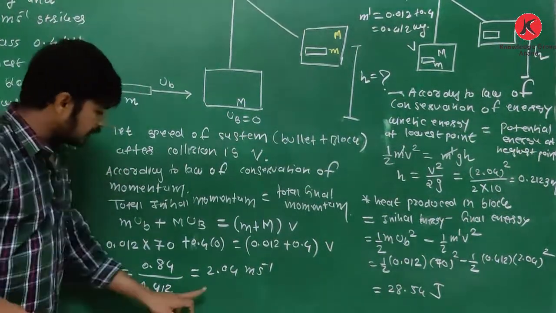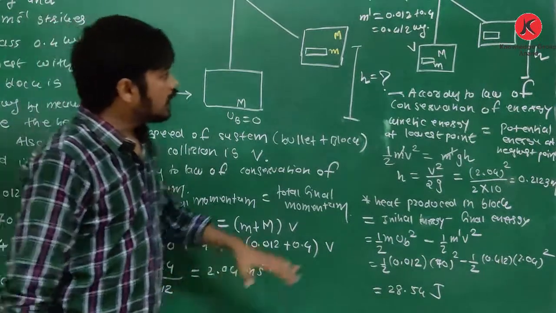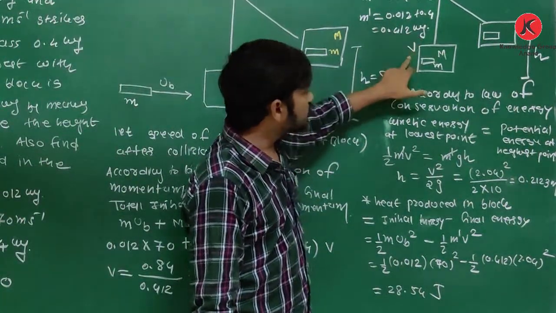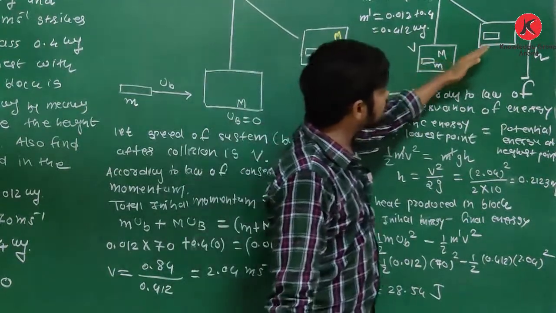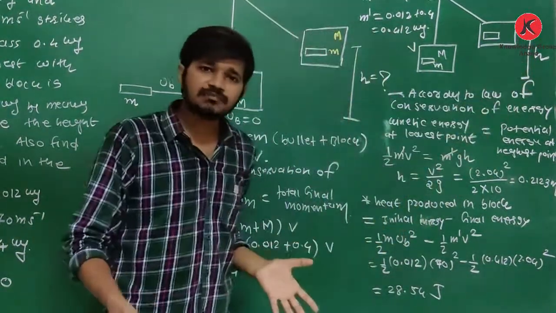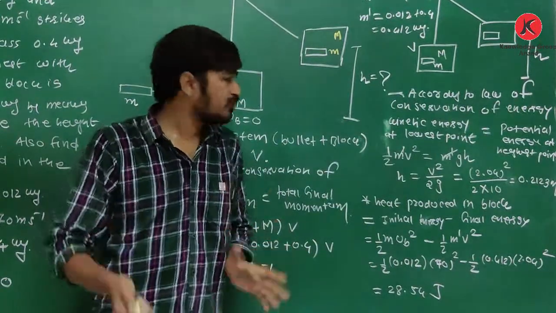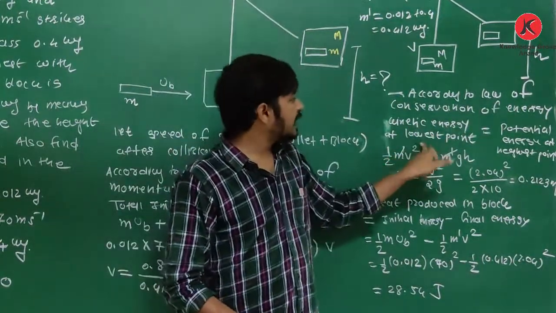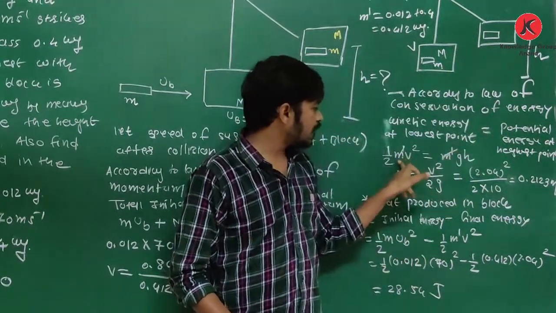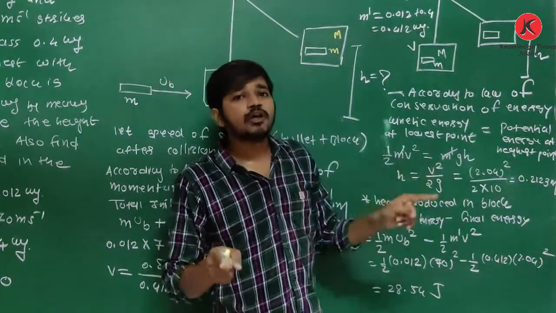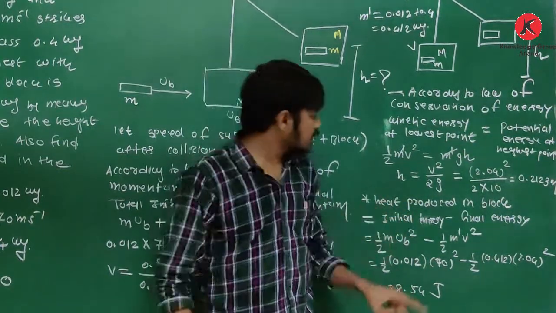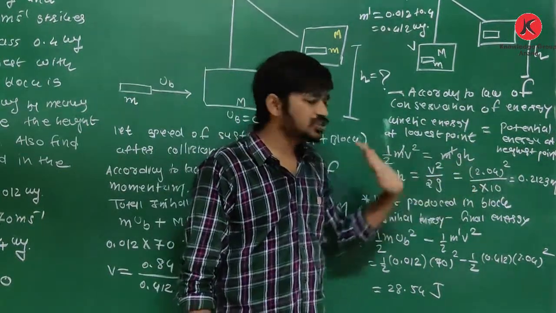So the common speed is 2.04. Now these two, block and bullet, with speed v, rise up to height h. Then you have to find height h. Simply apply the law of conservation of energy: kinetic energy at the lowest point is equal to potential energy at the highest point. Half m dash v square, why m dash? Because they both are moving together with common speed, is equal to m dash gh.